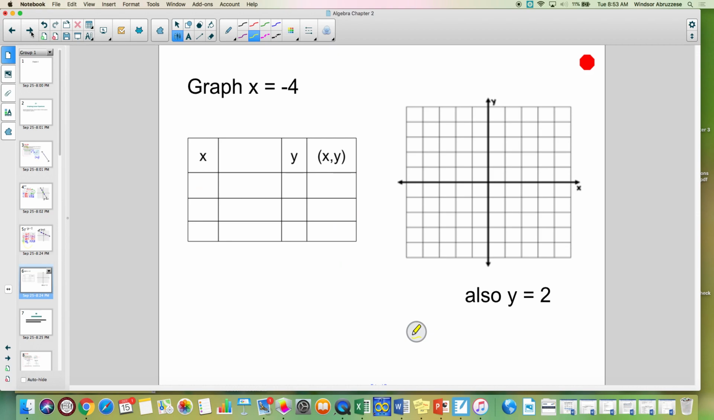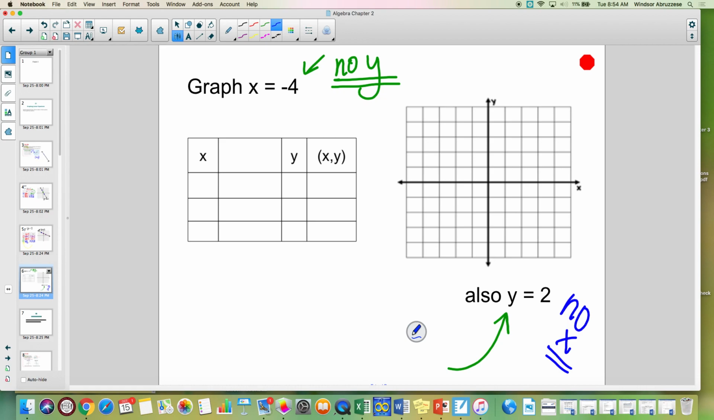Last one, graph x equals negative 4. If you notice in this equation, what's different? There is no y variable. Okay? Look at this equation, y equals 2. You're also going to have to graph this. What's different? There is no x variable. So these are a little bit different. Okay? These lines will look a little bit different.